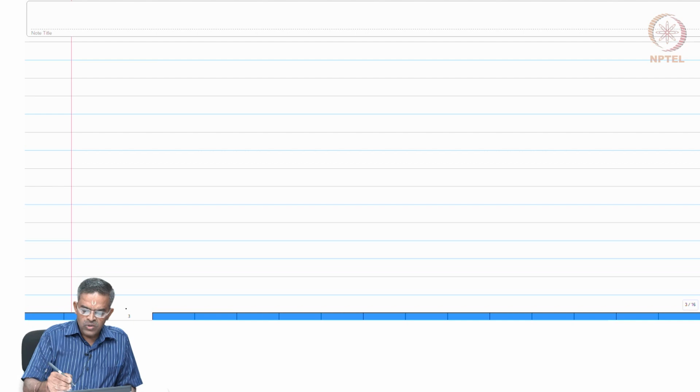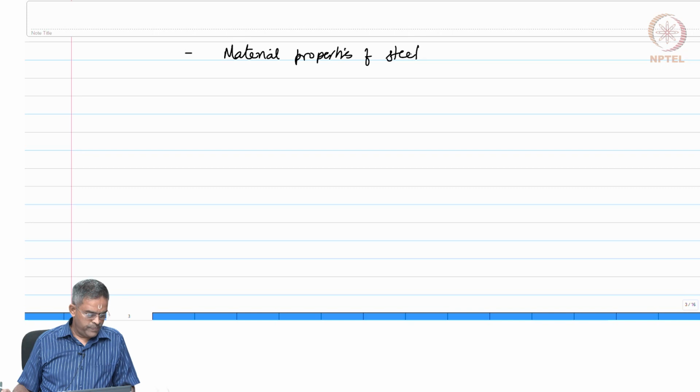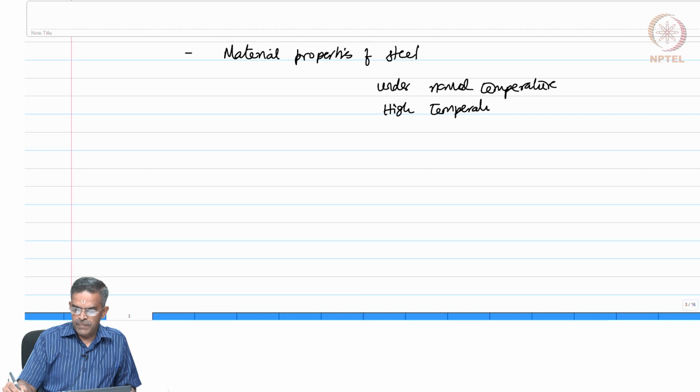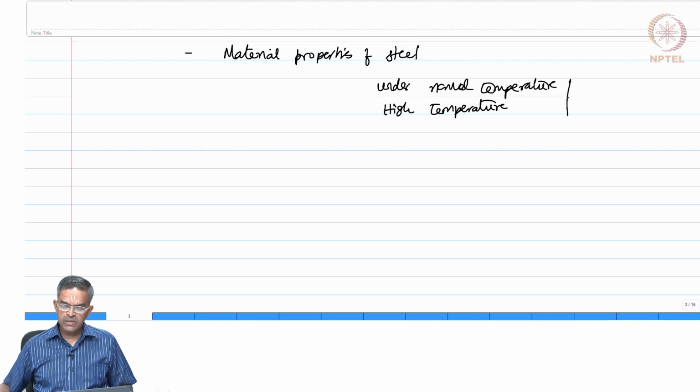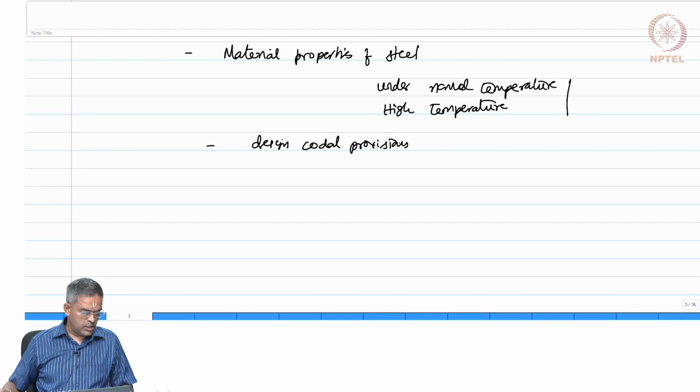Then we will also talk about material properties of steel, both under normal temperature and high temperature, because we are going to deal with the fire resistant design. Therefore, we must know the material properties of steel at higher temperature. We will also shortly discuss the design codal provisions related to these codes and design methods.